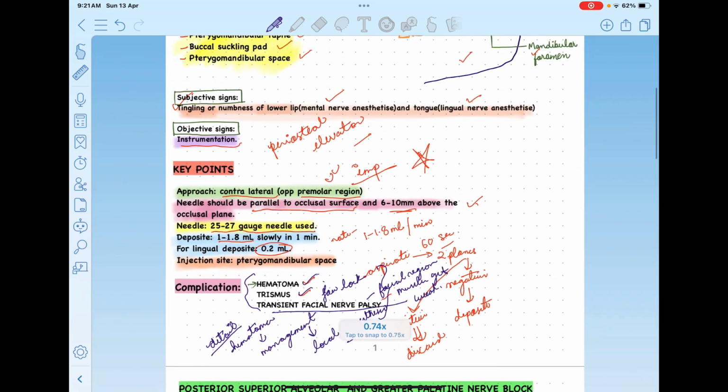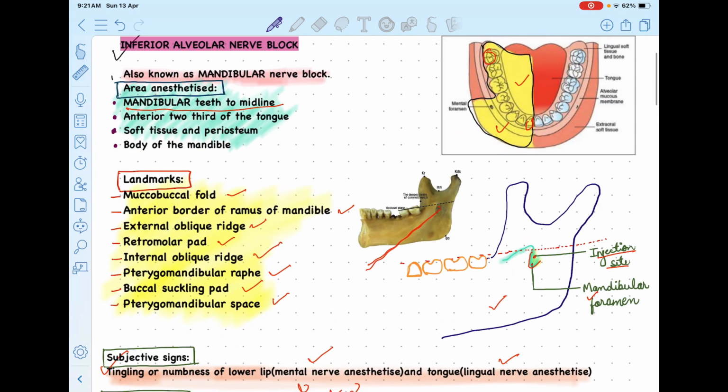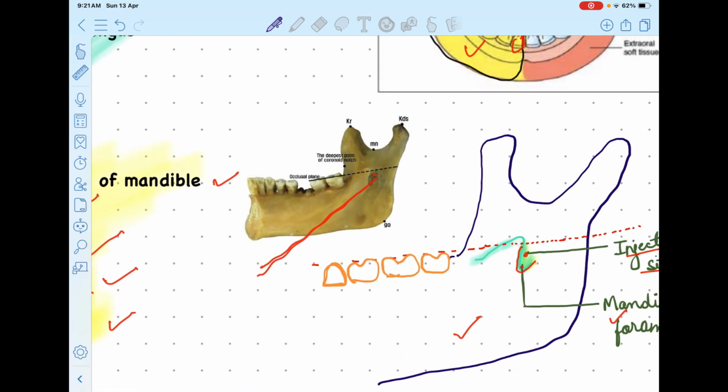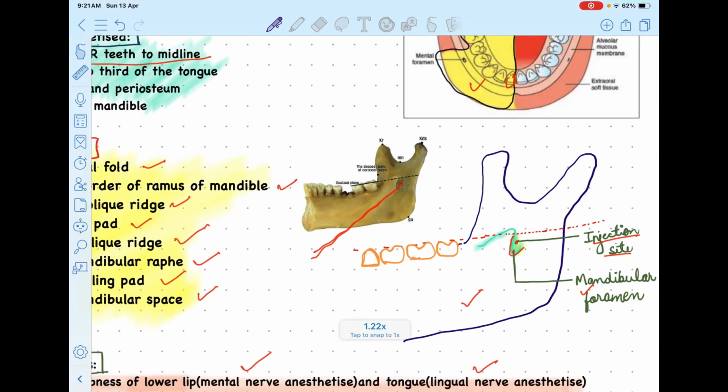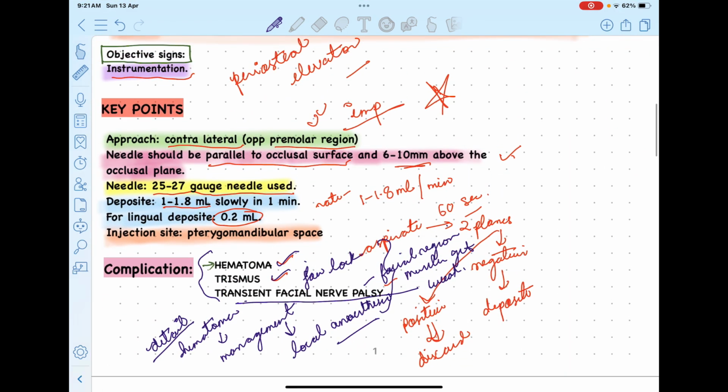So that's it for inferior alveolar nerve block. These are the things that you should know, and these are the only things that you should know. You don't have to study anything else apart from this. Okay, I hope the topic is clear. You know what the landmarks are and what areas are anesthetized by inferior alveolar nerve block. You'll be able to tell the target site in the mandible. What are the subjective signs, what are the objective signs, and these key points are very important.